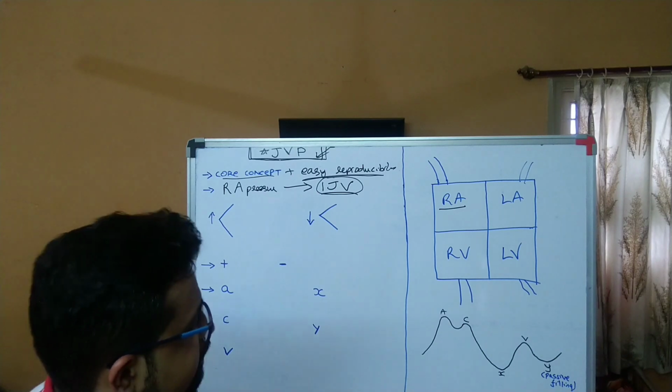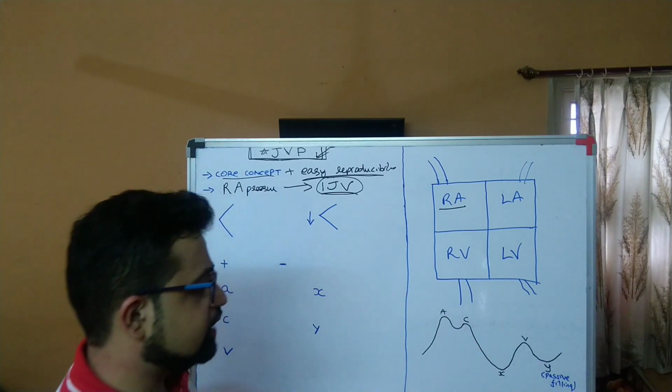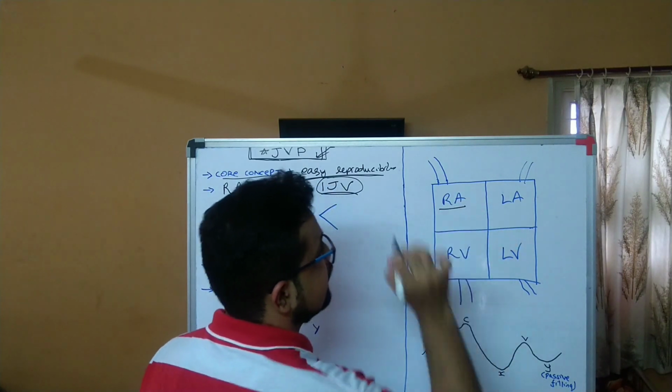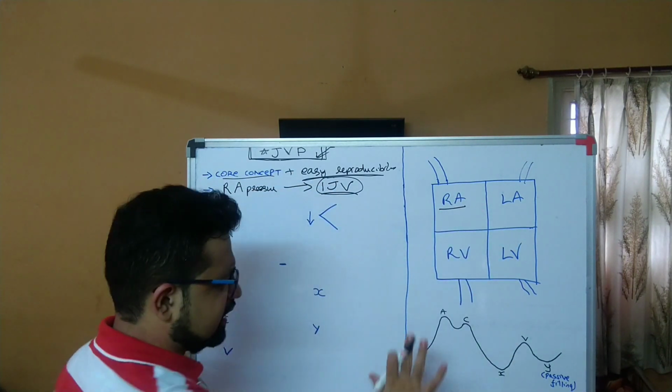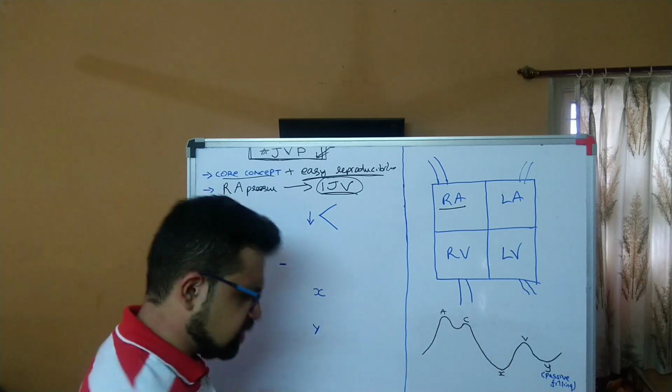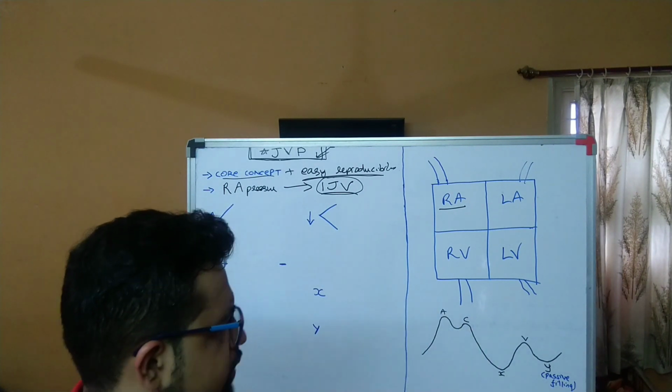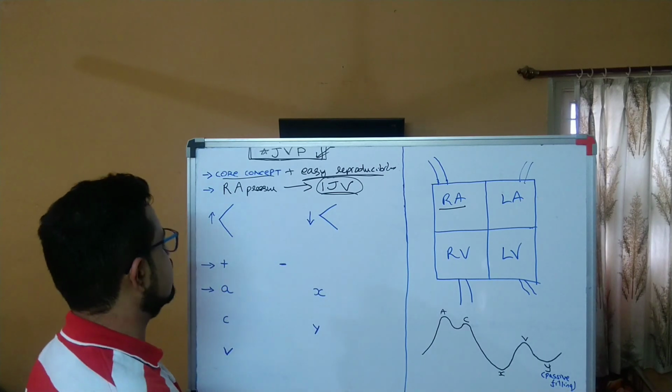So let us begin with the idea of the waveform without further ado. So what is JVP? It is the pressure in the right atrium. Now imagine, forget about this waveform. We are going to simplify. We are going to deduce this waveform right away today. But right now, forget about this waveform. We are going to think about logical stuff.